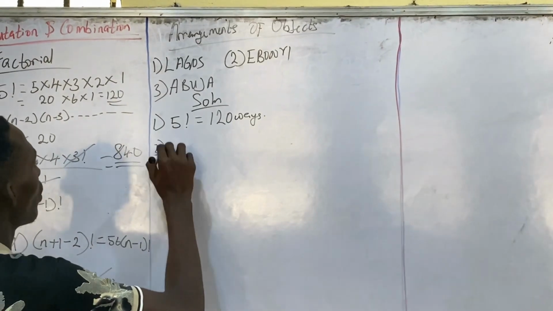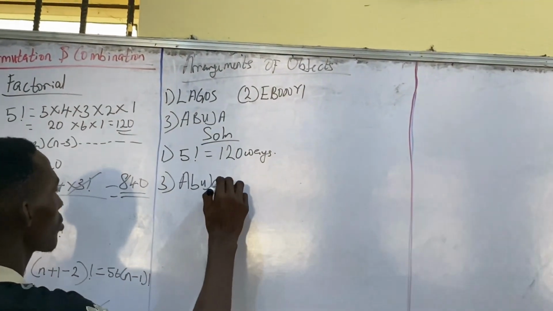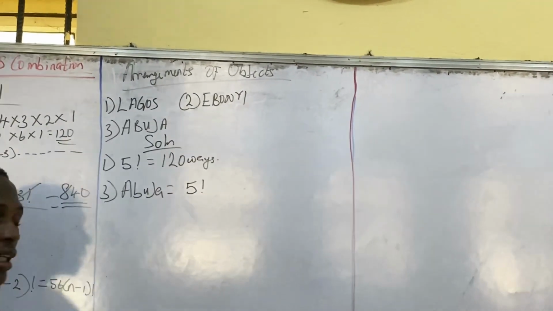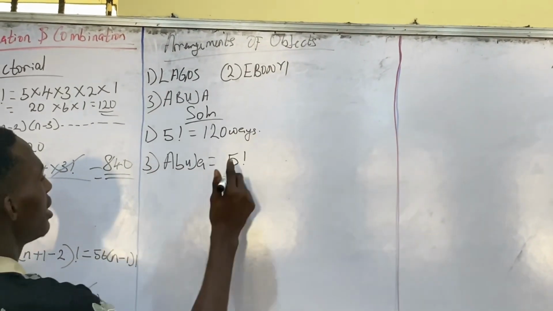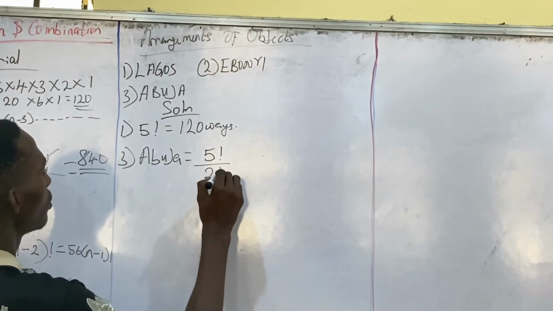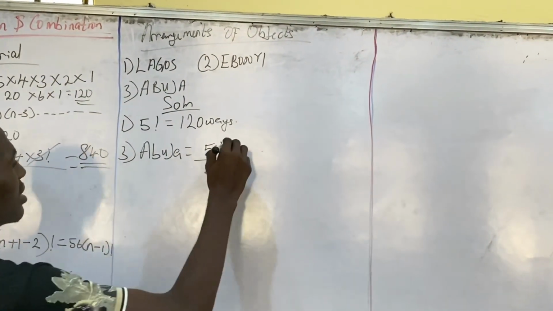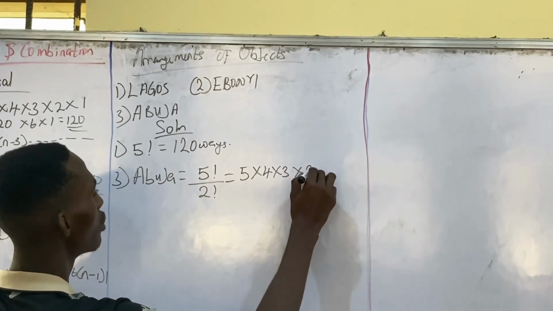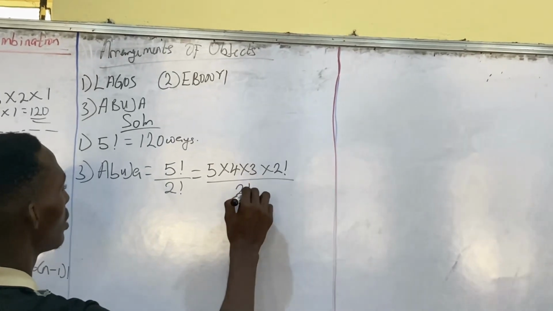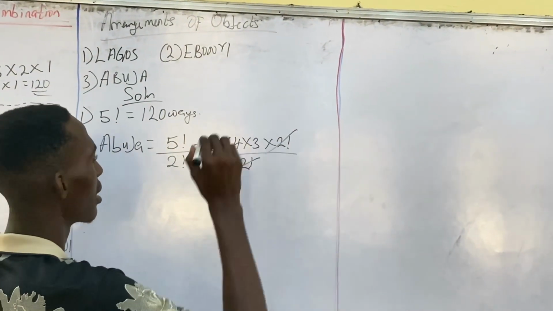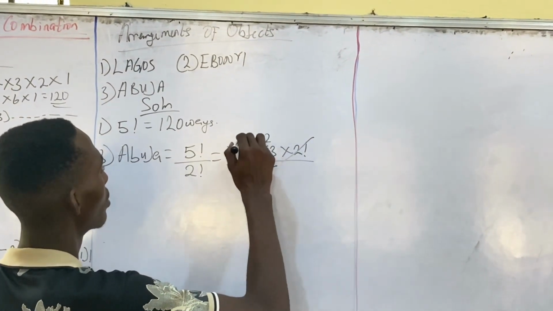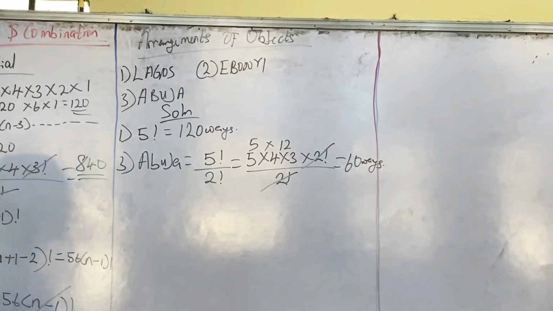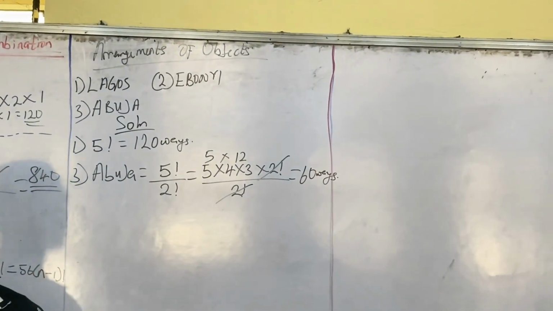Now for the third one, which is Abuja. 1, 2, 3, 4, 5. So we have 5 factorial. Now there's a repetition of a letter. What's the repetition? A. It occurred how many times? 2 times, over 2 factorial. So we can safely say that our 5 factorial was 5 times 4 times 3 times 2 factorial over 2 factorial, in order to be able to divide directly. Now this is 12 times 5, and that's 60. So it can be arranged in 60 ways. Abuja can be arranged in 60 different ways.